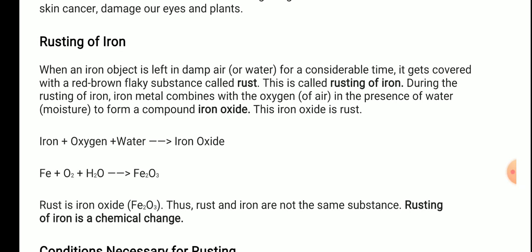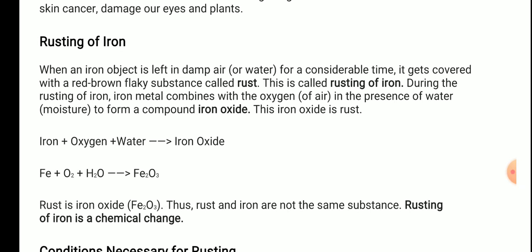The next chemical change is rusting of iron. In daily life you might have seen that an iron object develops rust. It gets covered with a red brown flaky substance that keeps on eroding from it. That is called rust, but it does not happen so quickly. It takes many years. Rusting is a very slow process.